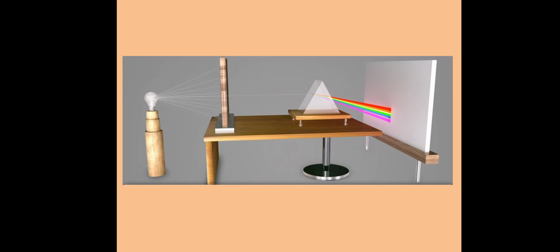Here we have a photo that shows the activity that we have explained. As we can see here, we have a source of white light, which is an electric lamp. Then the glass prism has analyzed the white light into 7 colors, which appear clearly on the white chart.